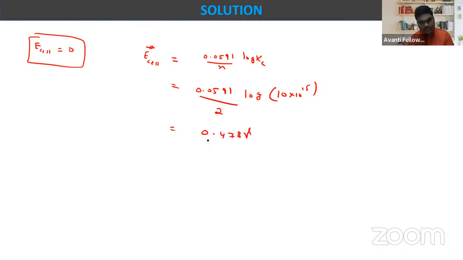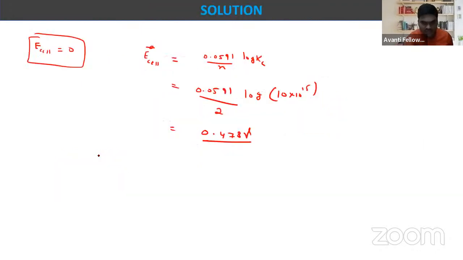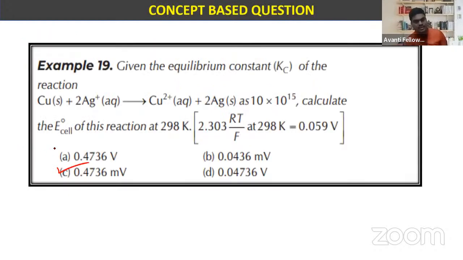You'll get 0.473 volt. Which one is correct? 0.473 volt, so A is correct. The other option is in millivolt, which is wrong. So only A is correct by the formula.